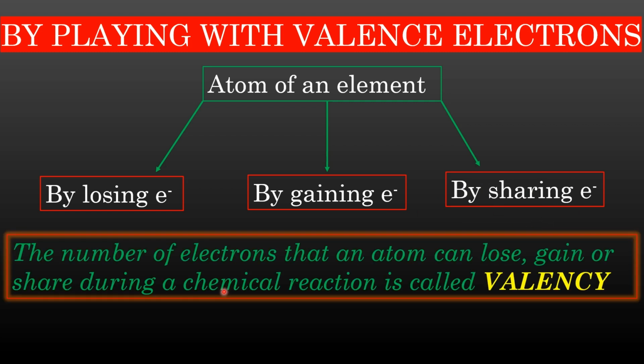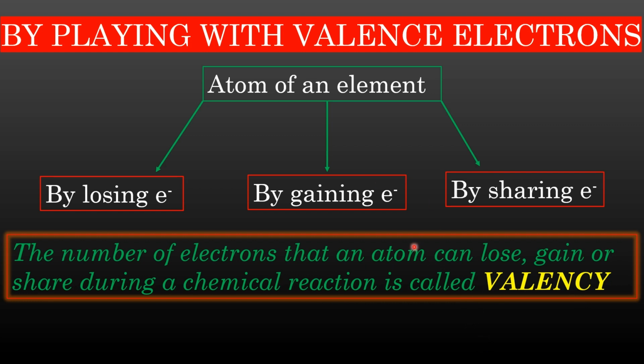So how do you define valency? It is the number of valence electrons, or simply you can say the number of electrons that an atom can lose, gain or share during a chemical reaction is called valency. You might have come across a different definition also, the combining capacity of an atom, but believe me, this is the most modern definition of valency.